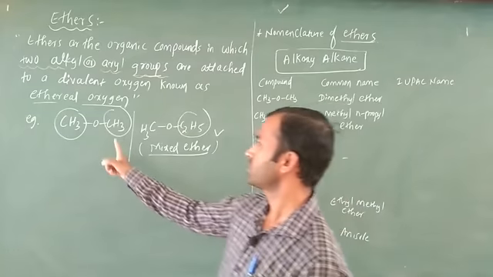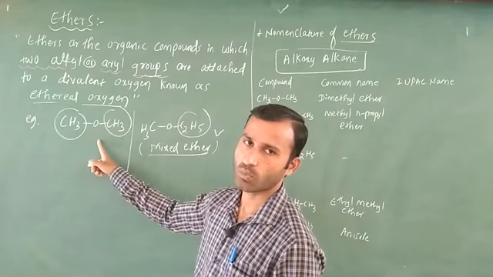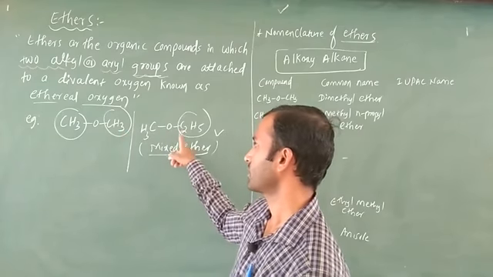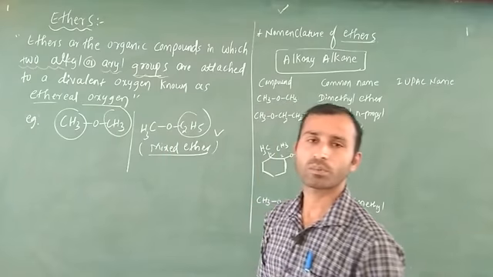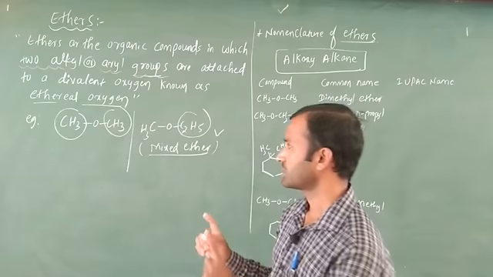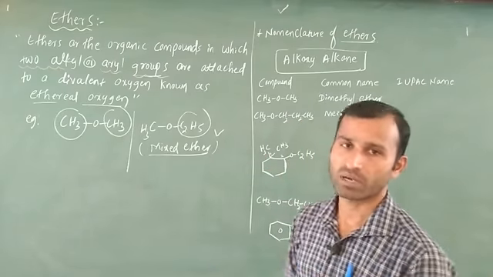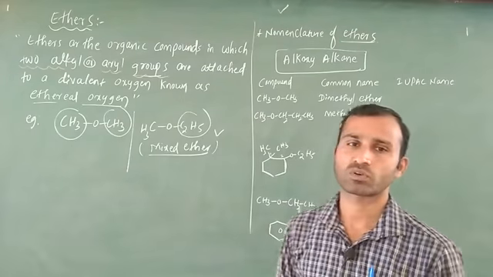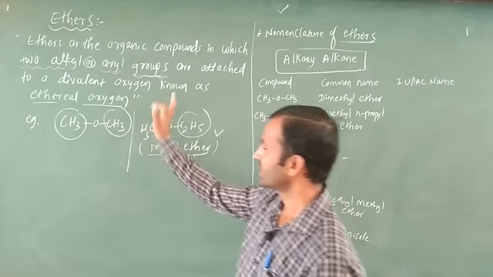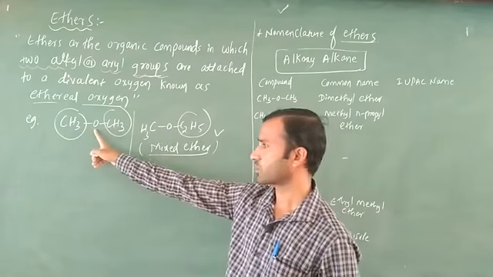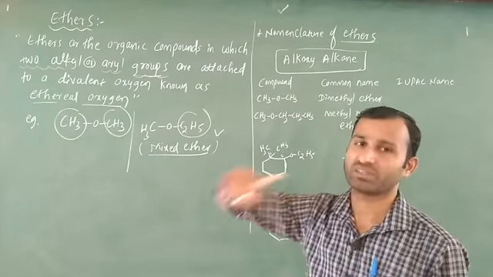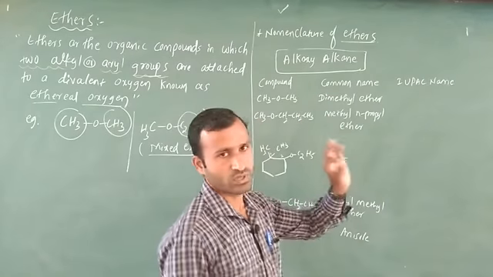The common name of the first one is dimethyl ether. For the second, it is ethyl methyl ether, because according to alphabetical order E comes first. All of these are common names. Common names as well as IUPAC nomenclature are both important. Bear in mind. Up to this was the introduction to ethers. This oxygen is ethereal oxygen, bivalent or divalent. The next topic is nomenclature of ethers, which indirectly means IUPAC nomenclature.